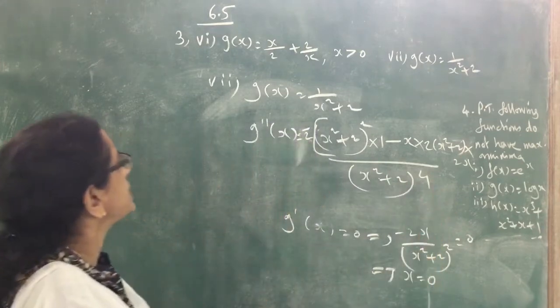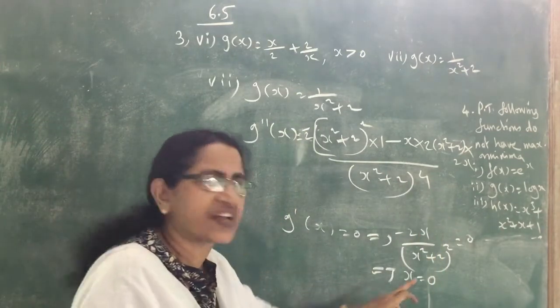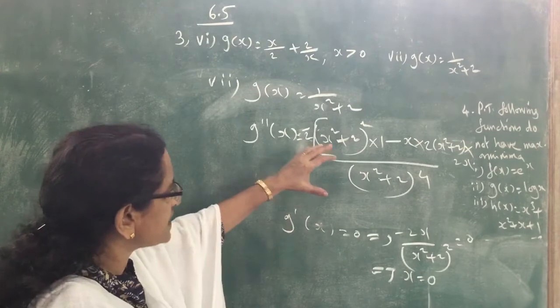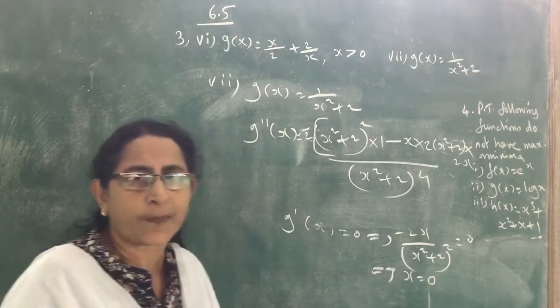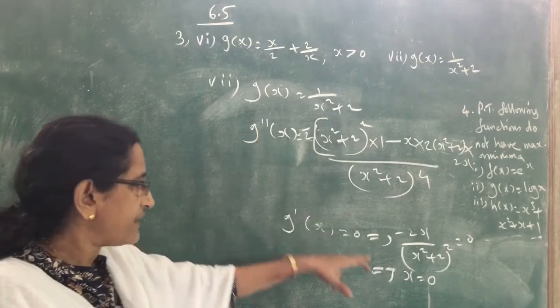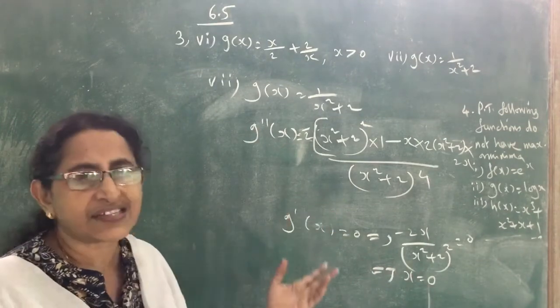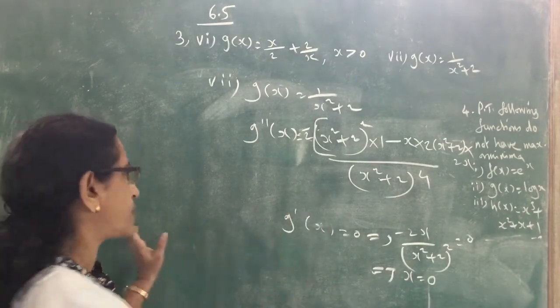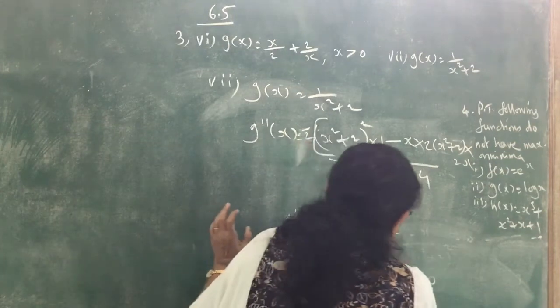Now here we got the value of x as 0. Now we have to substitute x equal to 0 in this. So we only want to know the value of g double dash x when x equal to 0. So now itself we can substitute, so it will be easy to find out the value.